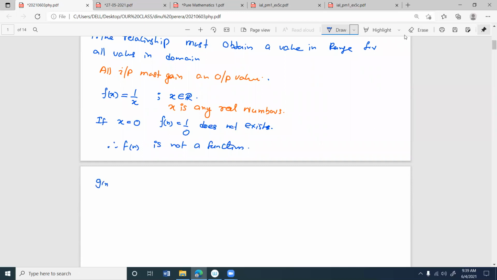they might give you a function like this, g(x) is 1 over x, and they might give a domain like this: x is any real number and x is greater than 2. So for this domain, when you put input values more than 2, whatever value you replace, there is an answer for this 1 over x. There is no other restriction. So you can say it's a function.